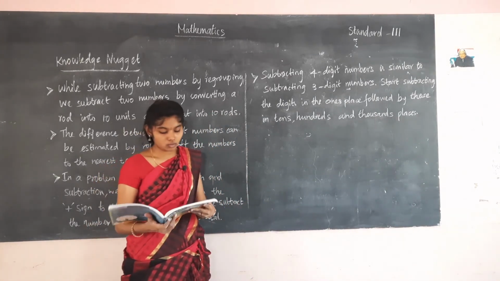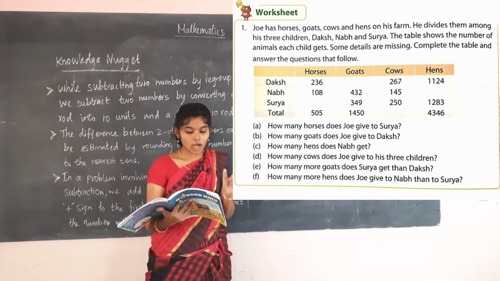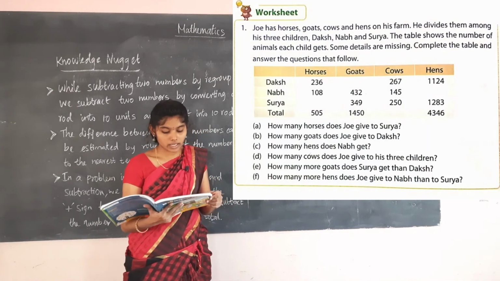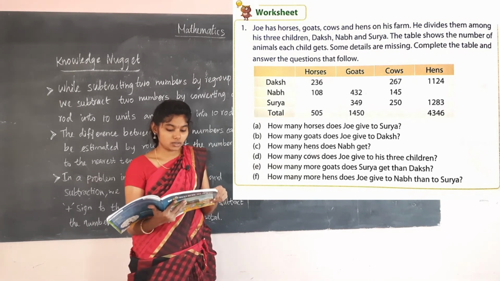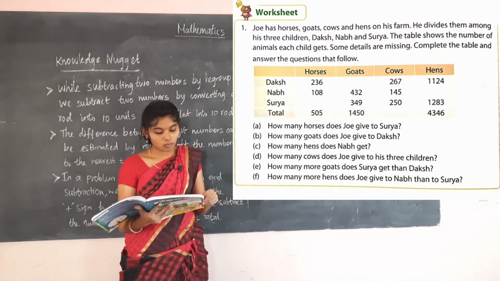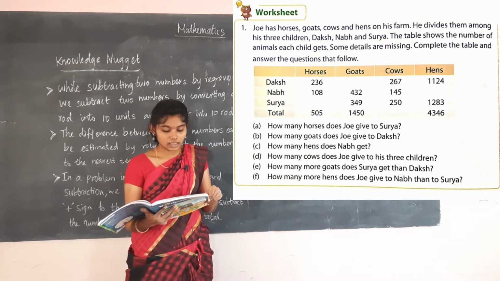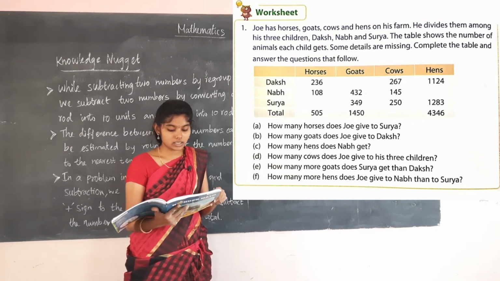So you are going to do that one. The numbers are listed there in the table. Joe has horses, goats, cows and hens on his farm. He divides them among his 3 children, Daksh, Nab and Surya. The table shows the number of animals each child gets. Some details are missing. Complete the table and answer the questions that follow.